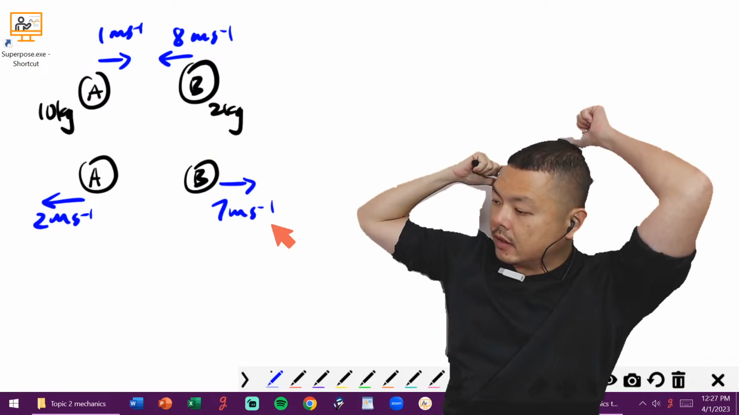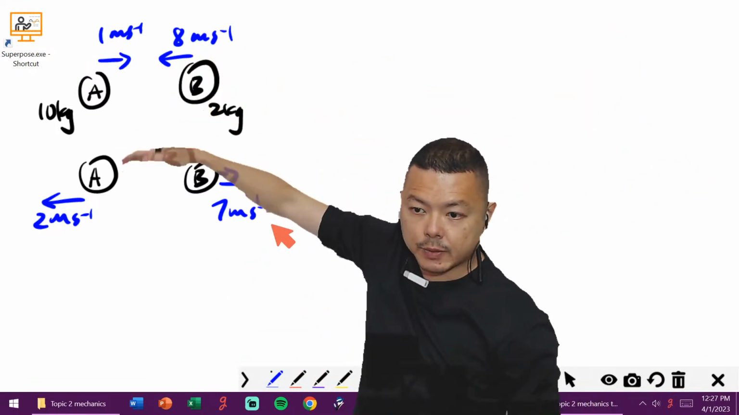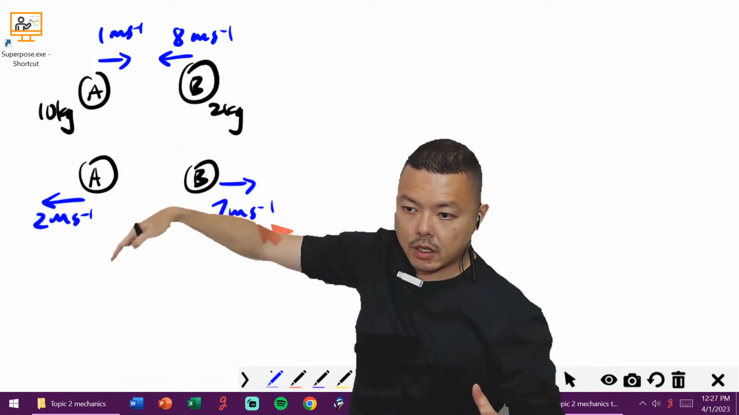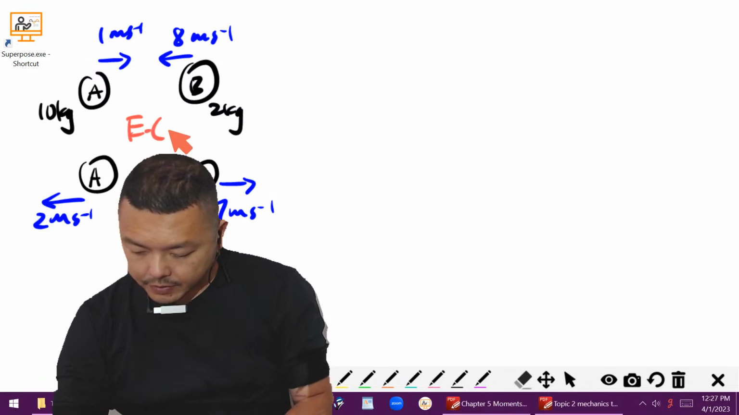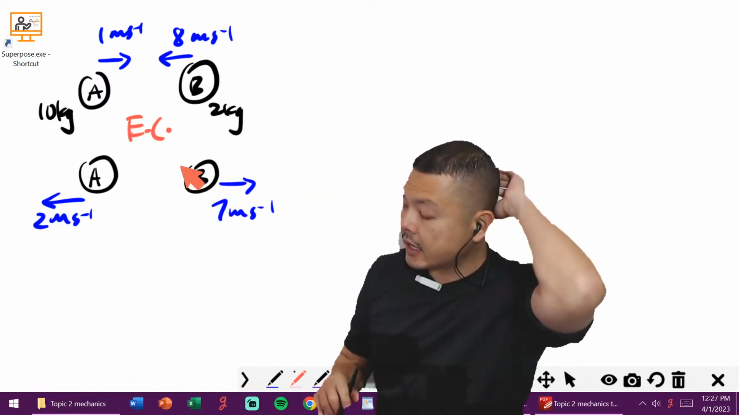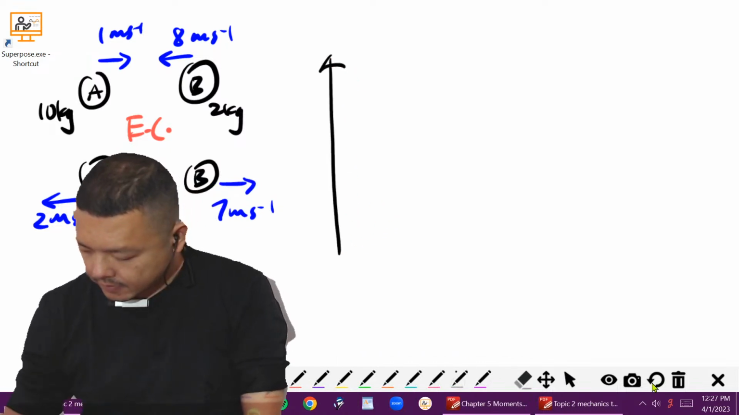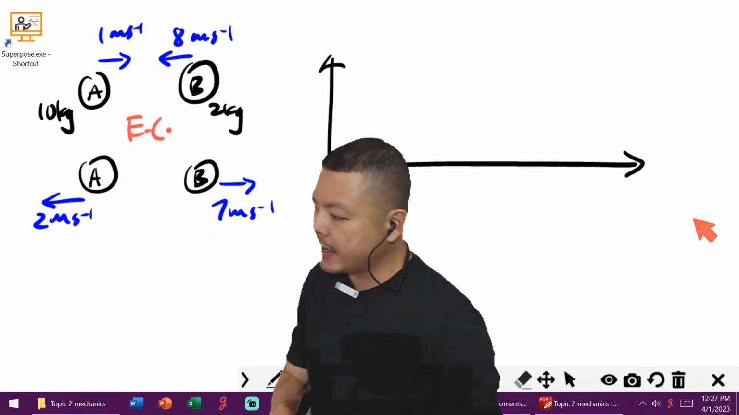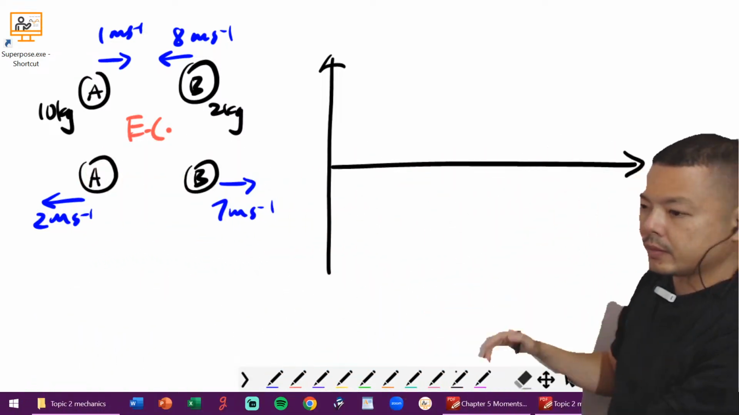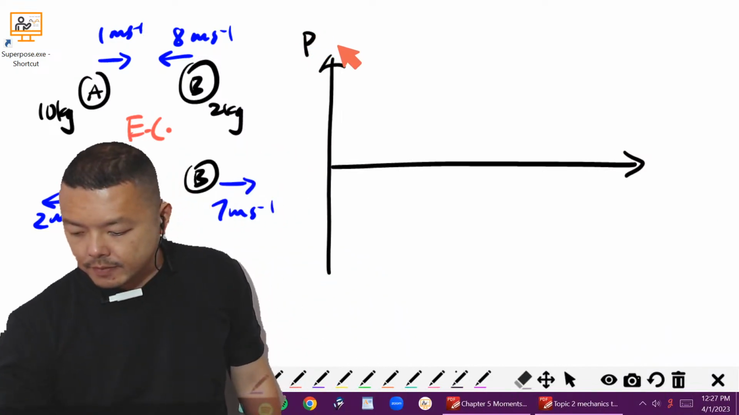I'm going to draw a graph for this. So again, what kind of collision was this? I specified what kind of collision was this? This is elastic collision. So EC, elastic collision. Now we're gonna draw a momentum time graph for these two objects. Okay, now PT graph.